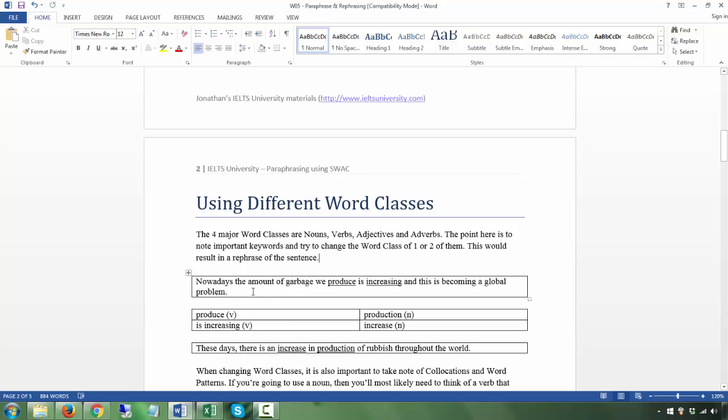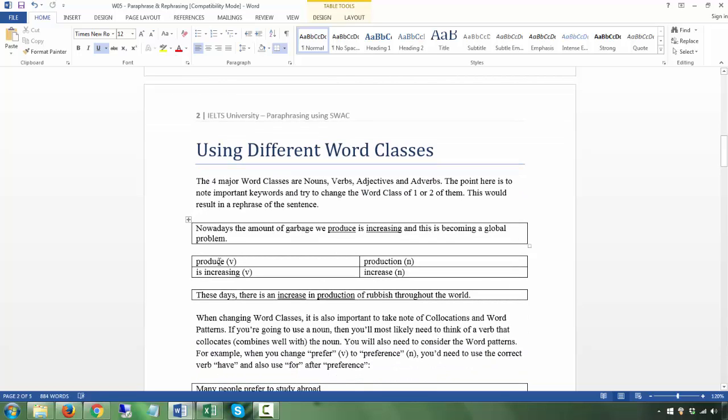Nowadays, the amount of garbage we produce is increasing, and this is becoming a global problem. So you have "we produce" here. This, by the way, should be "that we produce", but you don't have to write the "that". It's a relative clause, describing the garbage. So this is a verb, and this is another verb in the present continuous tense, right? So maybe you could change produce as a verb to production as a noun, and is increasing as a verb to increase as a noun.